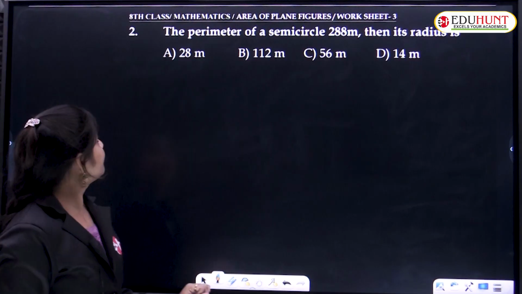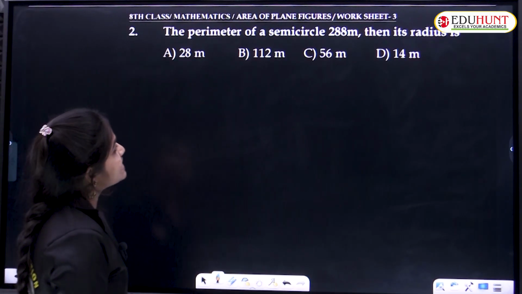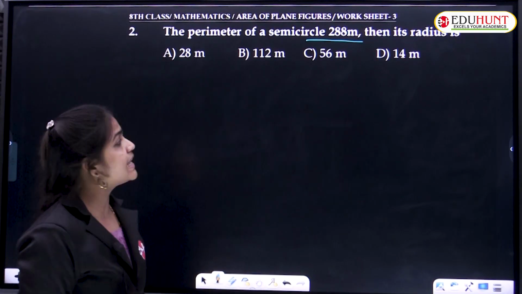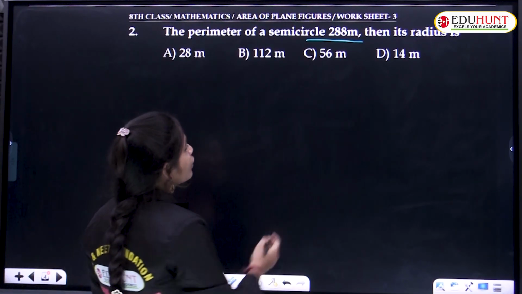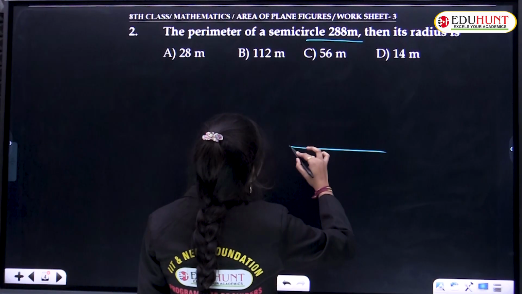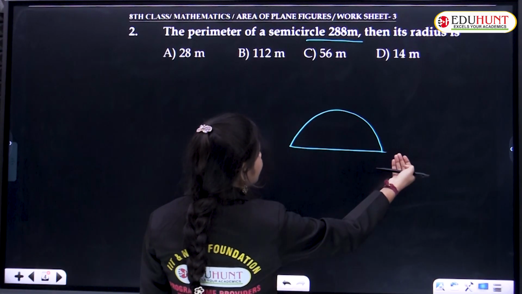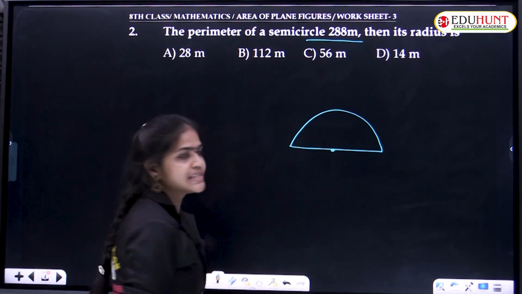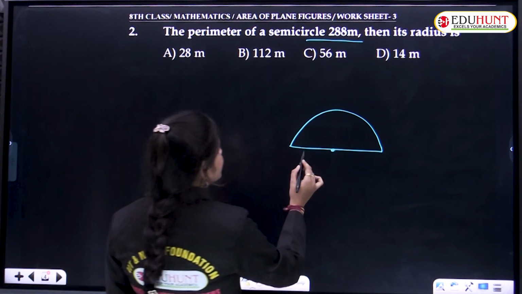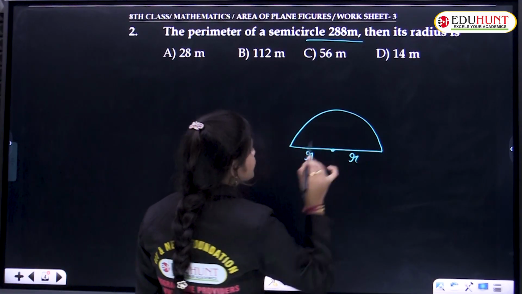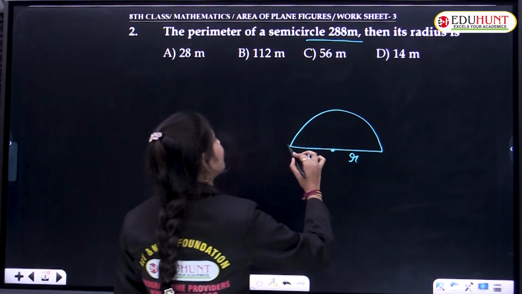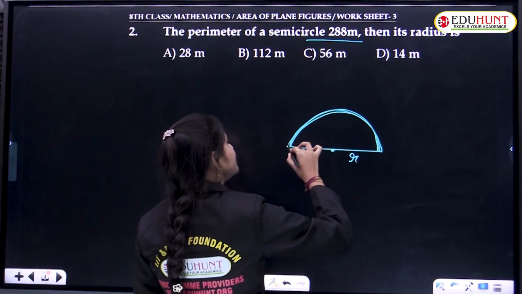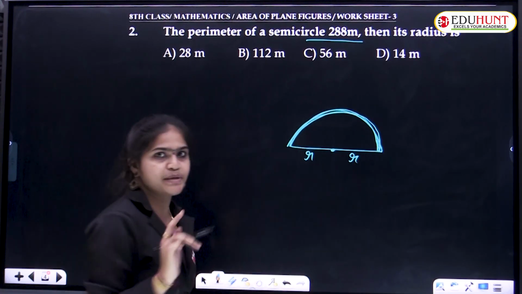Next, the second one. The perimeter of a semicircle is 288 meters. Then we need to find its radius. This is the semicircle. Here this is r and this is r. This is half of the full circle, so we can consider it as a semicircle.